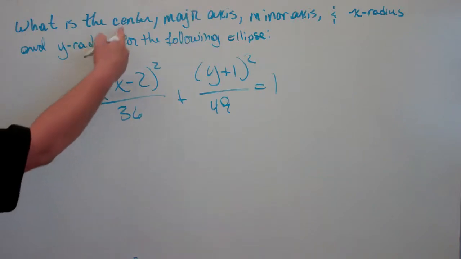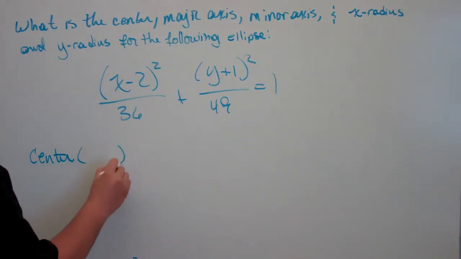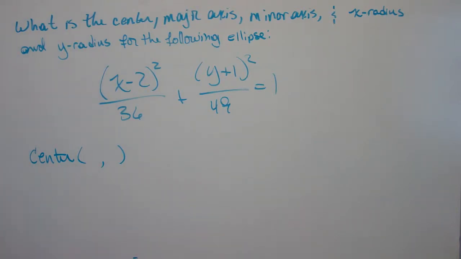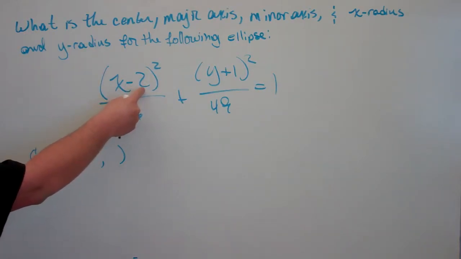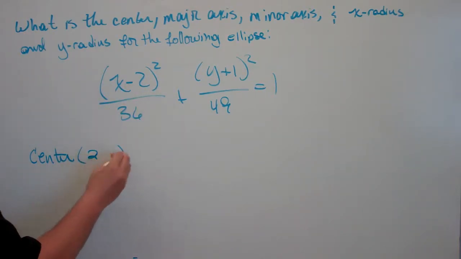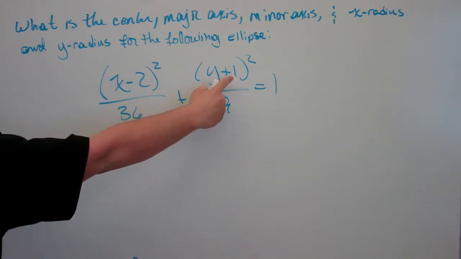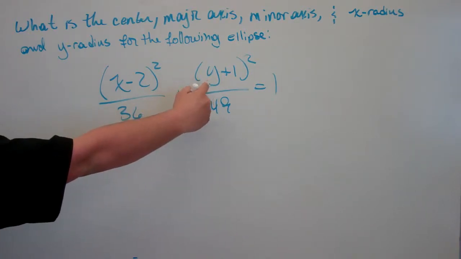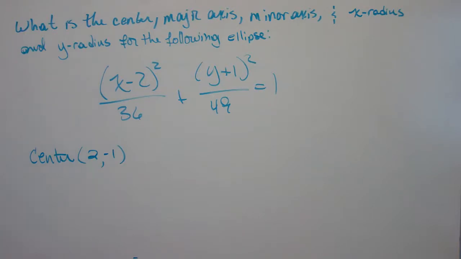So the first thing, let's find our center. Remember, our center point is simply (h, k). So h, just like the circles, this is x minus 2, so that means h is positive 2. And y plus 1, and remember it's y minus k, so you have y minus negative 1. So our center is at (2, negative 1).